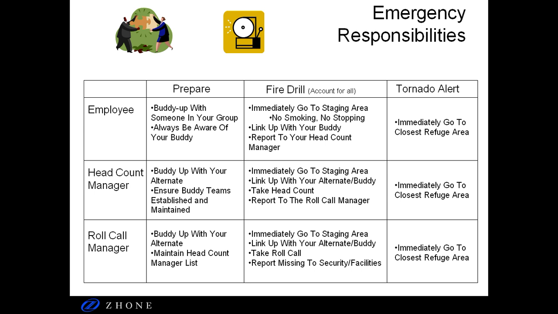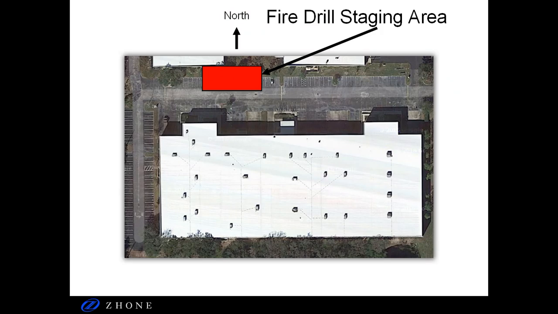Each employee in the facility must buddy up with someone in your group. You must be aware of your buddy. During a fire drill or emergency evacuation, meet your buddy at the staging area. Be aware of your buddy and report to your head count manager if your buddy is missing. The staging area for a fire drill or emergency evacuation is across the parking lot from the employee entrance to manufacturing. The area in front of H building, shaded in red, is the area to meet.